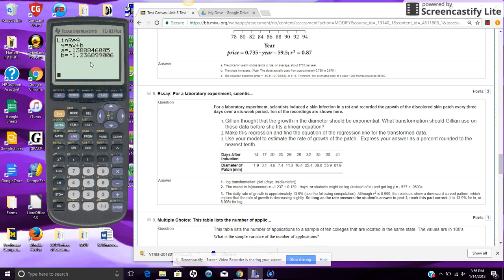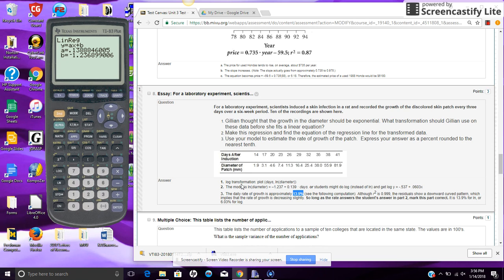So as long as the rate answers the question in part 2, mark this correct. It is 13.9 for natural log or 6.03 for log. So then all you have to do at this point is plug in the value that you're looking for. The daily rate of growth is 0.139. Oh, I know what they're asking for. They're asking for the slope. So they're asking for this number there. So since this is 0.139, your answer should have been 13.9%.